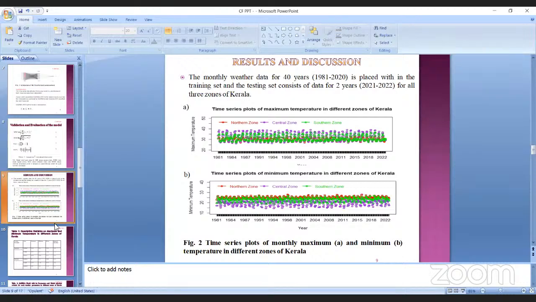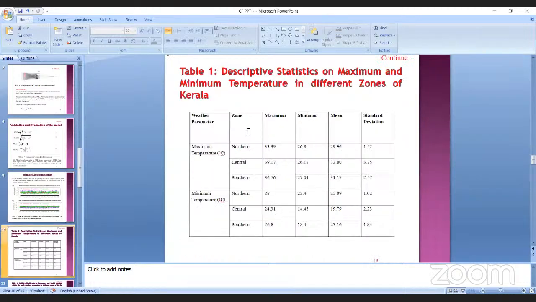So next is the descriptive statistics. For maximum temperature and minimum temperature, as I told, the figure is clearly explaining the same thing. That is, the maximum values are obtained in the central zone, and the minimum values in the northern zone for maximum temperature. Whereas for minimum temperature, the central zone is showing the least, whereas the northern zone is showing the highest. Southern is almost showing a constant manner, that is median nature.